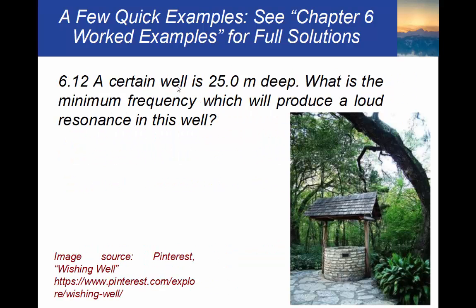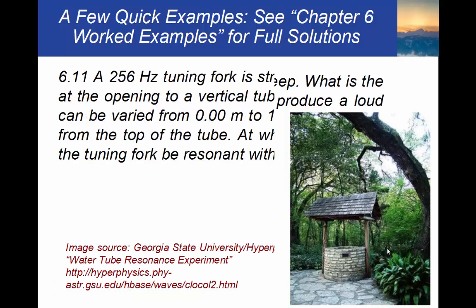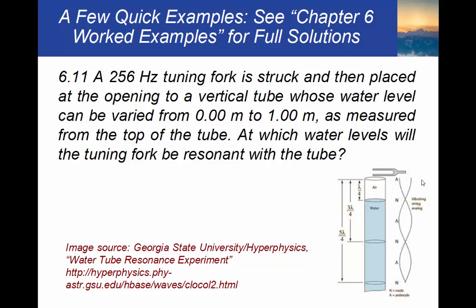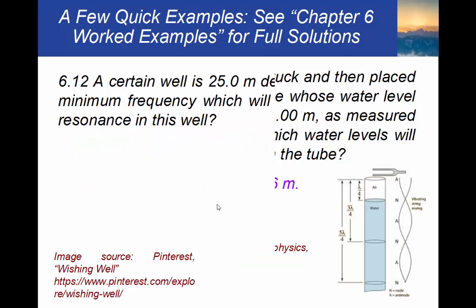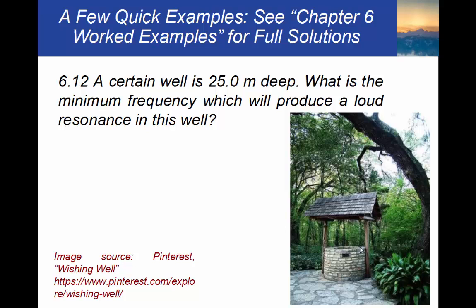The 12th example that I want to work for this chapter is about a well. So you have a well, and you know that the depth of the well is 25 meters. And the question is, what is the minimum frequency which will produce a loud resonance in this well? So again, if you want to get a loud resonance, you need to have an antinode appearing at the top of the tube, or in this case, at the top of the well. So you need to have an antinode occurring here.